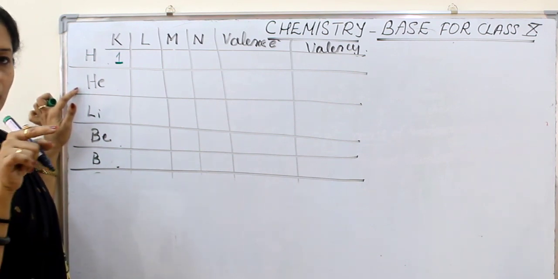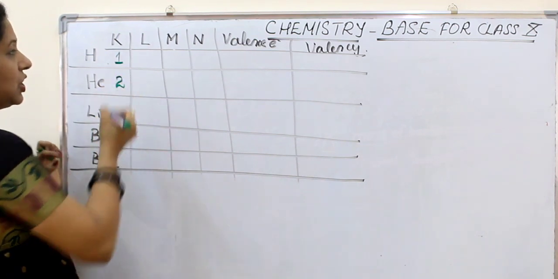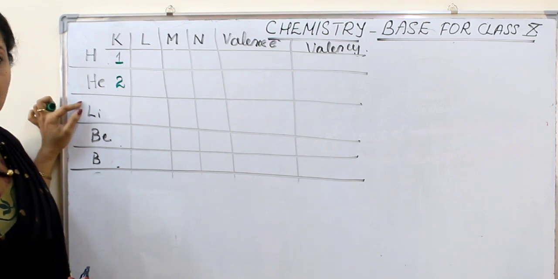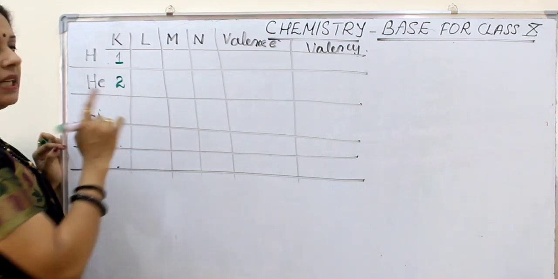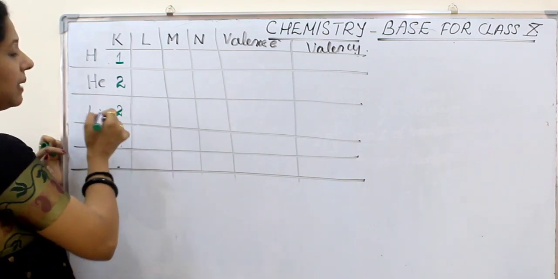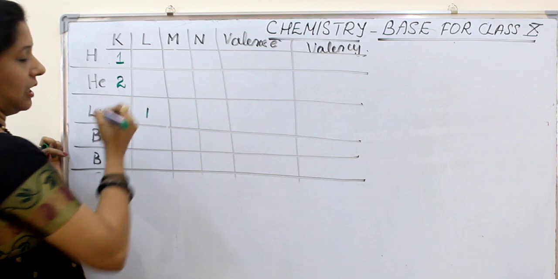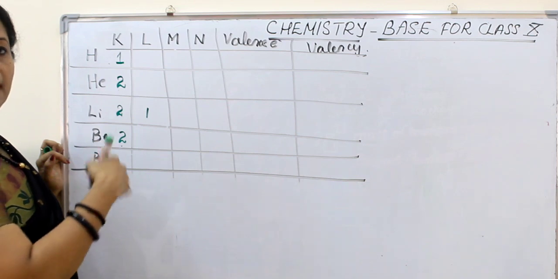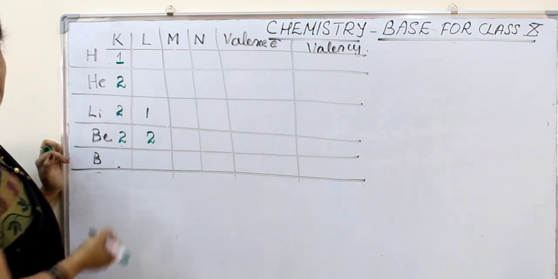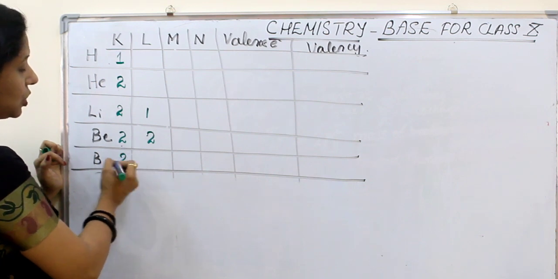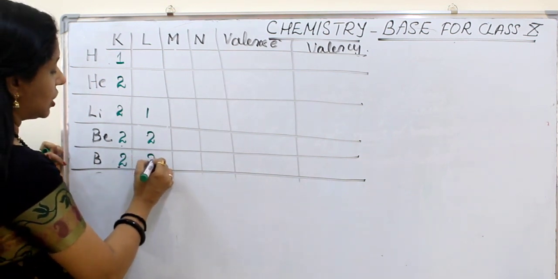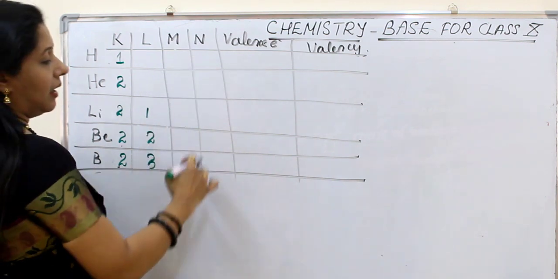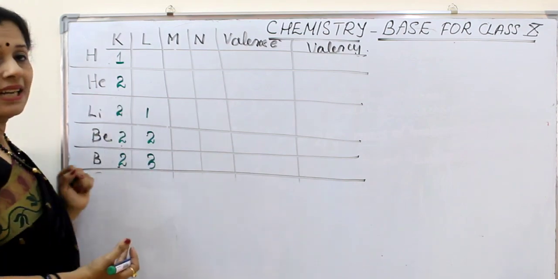So in the nucleus, 2 protons, and the 2 electrons will be in the K shell, because the K shell can have 2. Then lithium. How many are there? Total 3. But the K shell can have only 2. So 3 minus 2, 1 is left, that will go to the L shell. Then next is beryllium. It will have 2 in the first shell, another 2 will go to the next, L shell. Then boron: 2 in the first shell, the K shell, and in the L shell another 3 will go. So total 5. Now M, N and all are vacant.